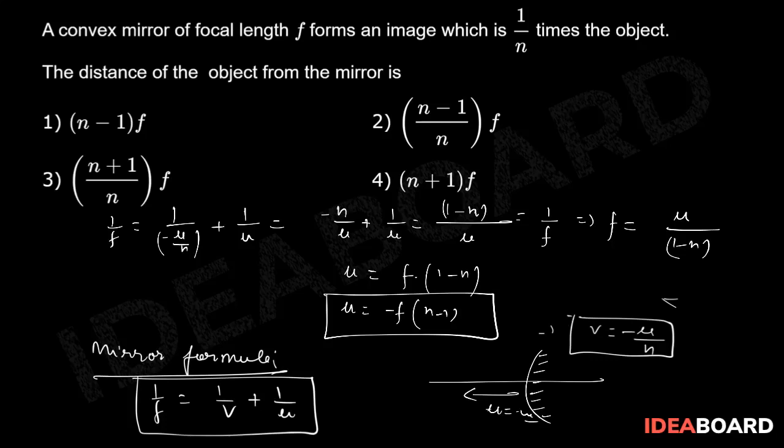So that means this distance they are asking, which distance? OP. So the distance OP is going to be f into n minus 1. Because of this sign convention, this minus sign was coming. Okay, so option number 1 has to be the right choice.